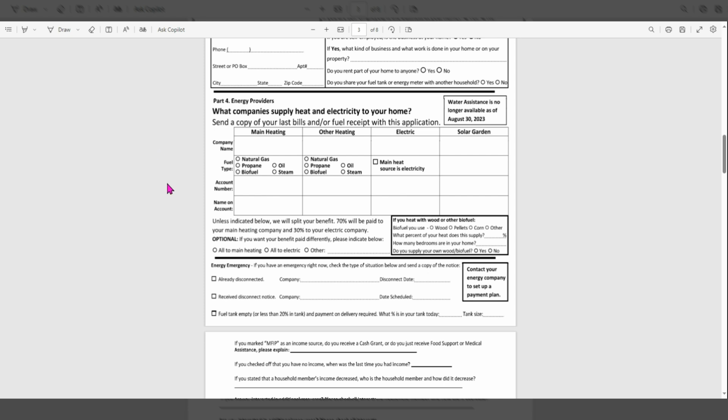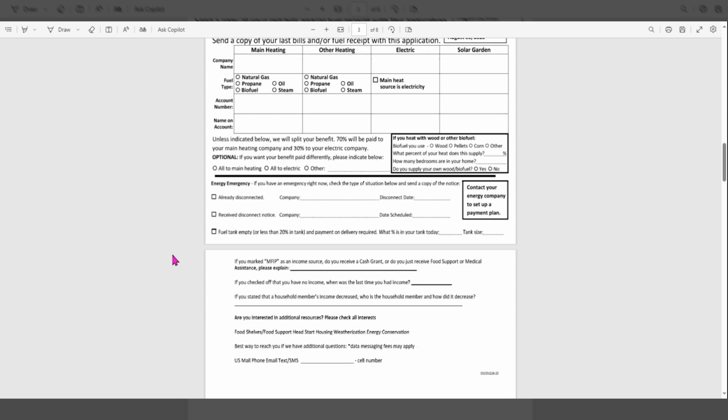You would just indicate that right here, and you would check this box that you want the full grant to go to your main heating. And it could be the other side of the coin as well. Maybe you're having a hard time paying your electric bill and you're using a lot of electricity in your dwelling. If that's the case, maybe you want the full benefit to go to your electric account, and that's okay too. Then you would check this box here that says you want the full grant to go to your electric account.